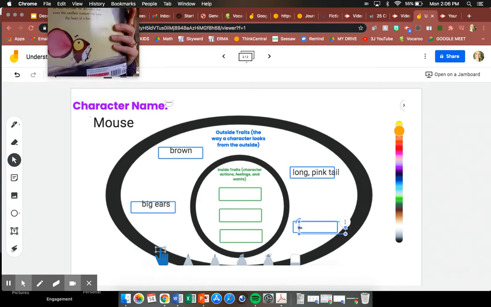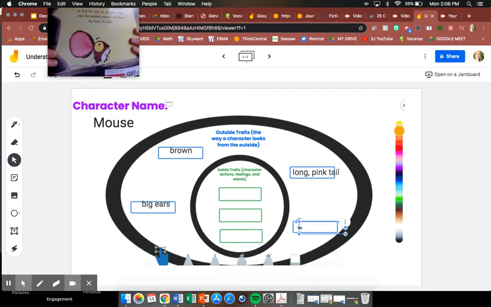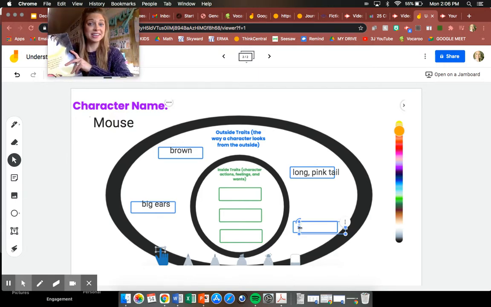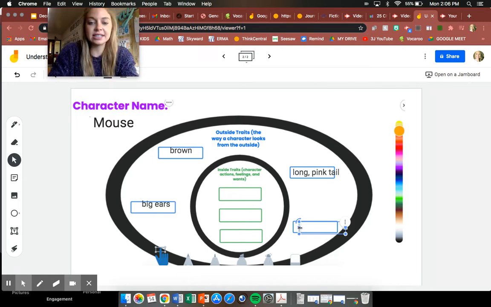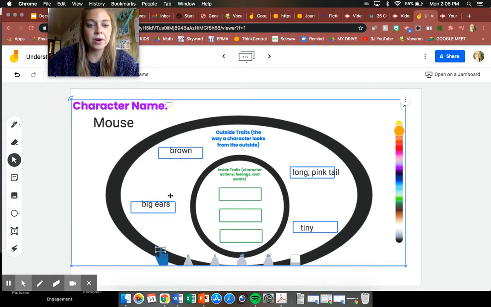And for the last one, let's see. Here's another picture of him. What do you think we could have for the next one? He's probably pretty tiny, isn't he? He is a mouse. So he looks really little, especially against the lion. So I'm going to say he is tiny. All right, so those are our 4 outside traits, just 4 ways that he looks on the outside.